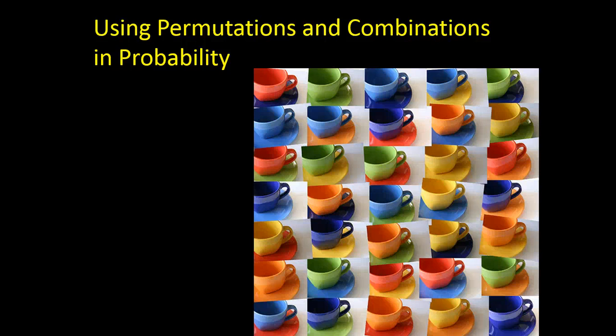Next, we're going to talk about permutations and combinations and how we can use them to determine probabilities. So first, let's start with permutations. And the definition of a permutation is that it's an arrangement of objects in a specific order. And the word order is what's really important here.